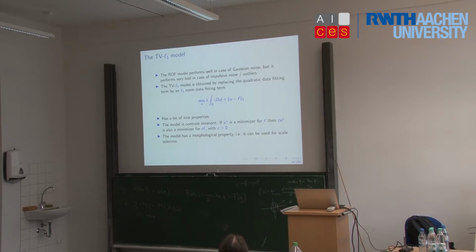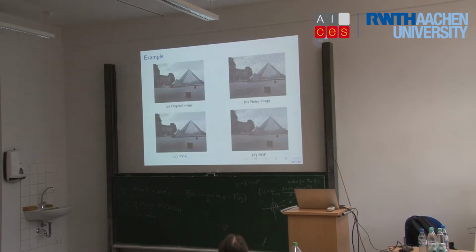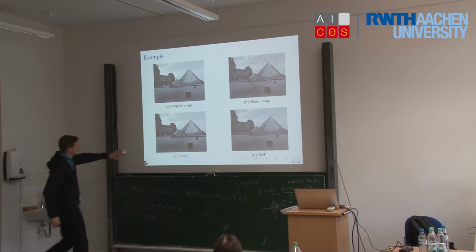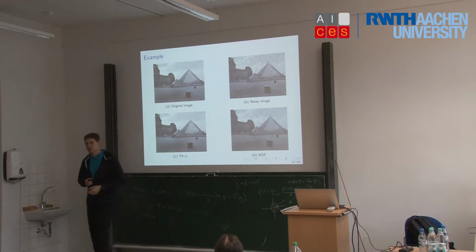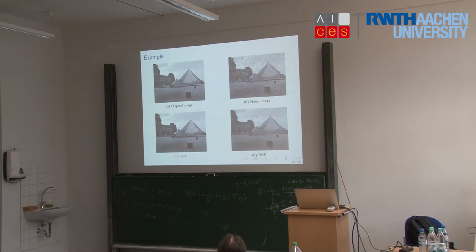And therefore it has some morphological property. It means it can be used for scale selection. And this is on the next slide. Here's just a comparison. This is an image with salt and pepper noise. You see black and white random pixels. When you minimize it with the ROF model, you see there are still many outliers, but the structures get lost, and the TVL1 model works much better. So it gives a better result here. Obviously, it does not work perfectly. It destroys the small scale structures, but given this high amount of noise, it's somehow natural. Later, we will see another method that can denoise this kind of images much better.